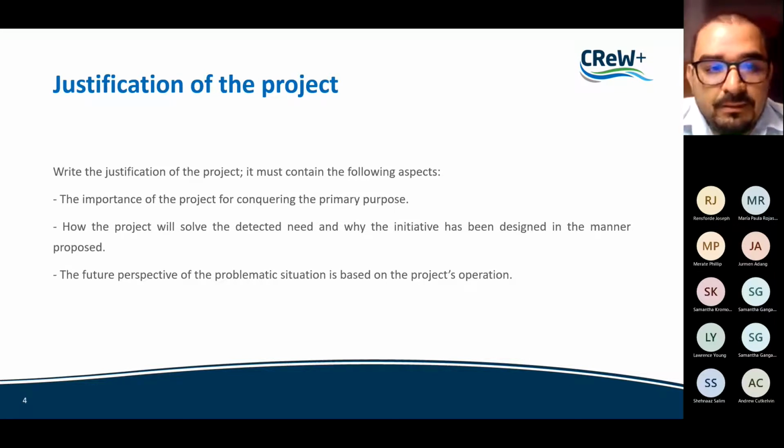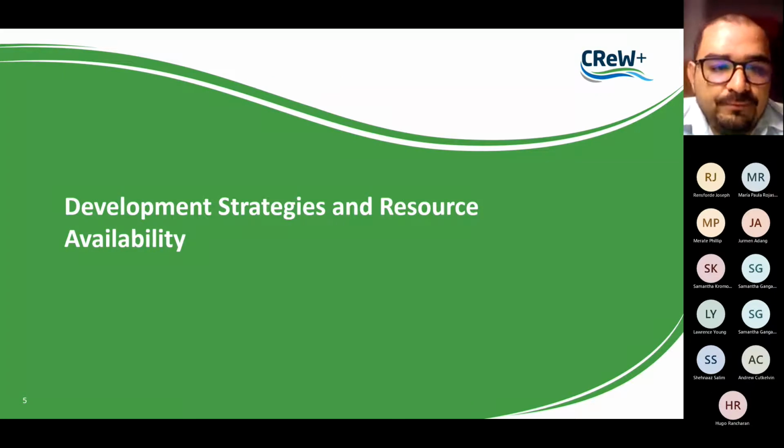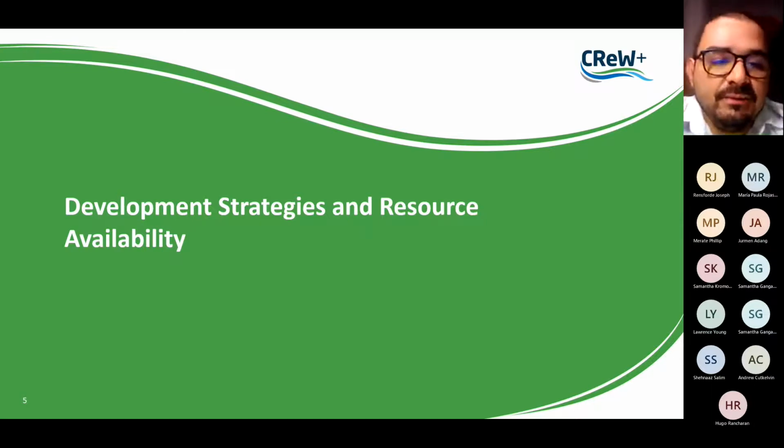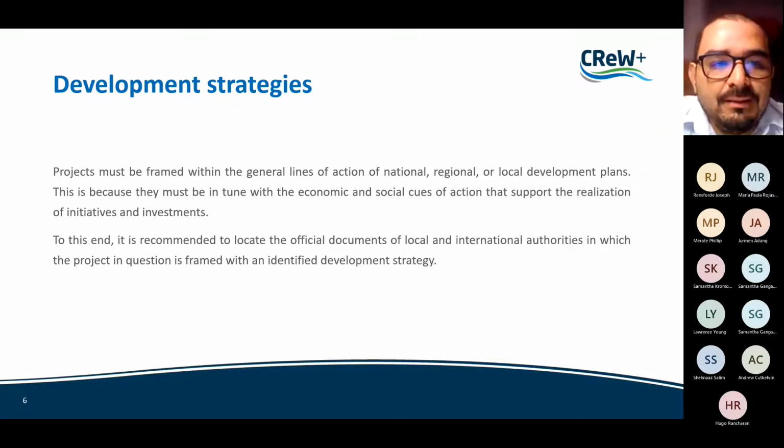It's very simple. Then also, in the document, we need to match the project with some development strategies and resources availability. So, in the case of the development strategies, the project must be framed within the general lines of action of national, regional, or local development plans. This is because they must be in tune with the economic and social lines of action that support the realization of initiatives and investments.